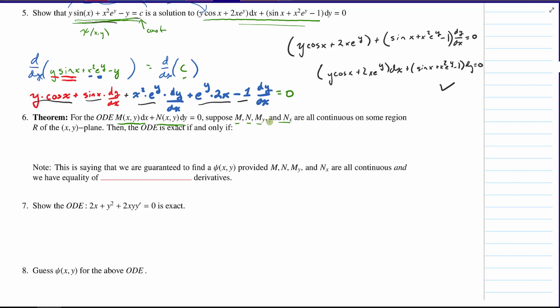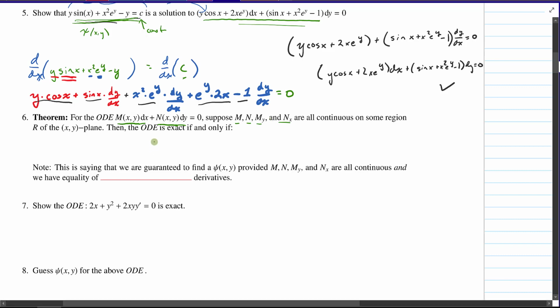Then this equation is going to be exact if and only if m sub y is equal to n sub x. Or if you like, in the partial derivative notation, if you take the partial derivative of m with respect to y, is that equal to the partial derivative of n with respect to x? And if this is true, then the ODE is exact.